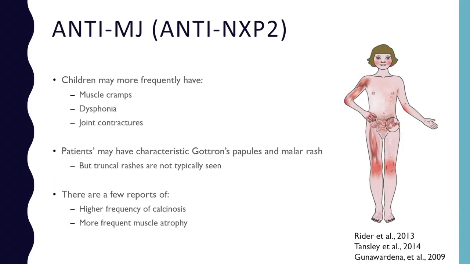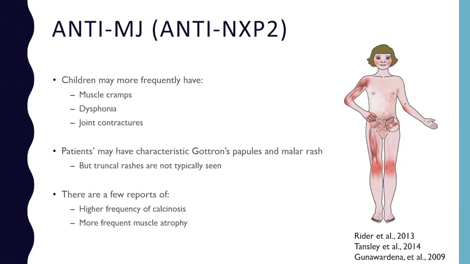Children with this autoantibody more frequently have cramping of their muscles. They might have dysphonia or change in voice, and they might have joint contractures where they have inability to really move their joints around. They're stuck in place.